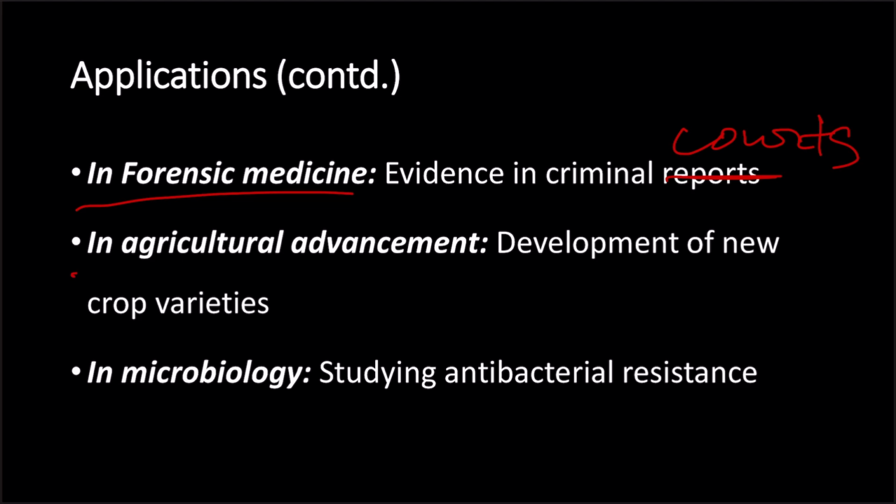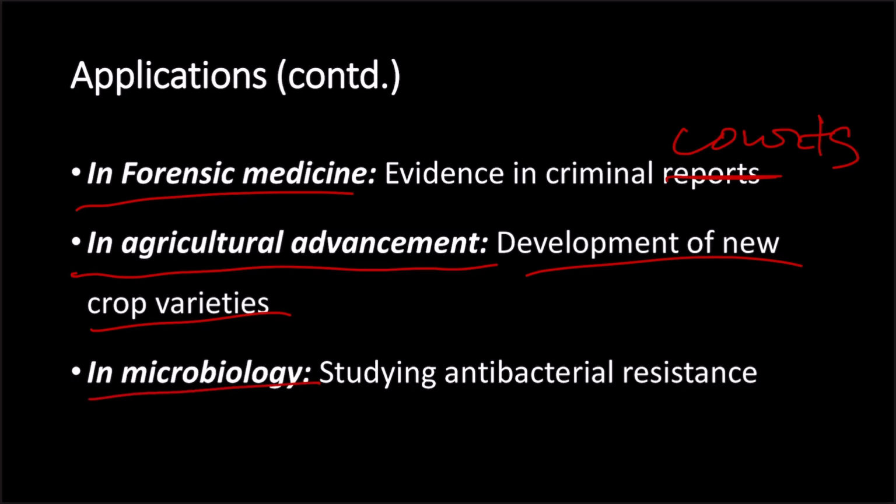Then, in agriculture advancement, how does bioinformatics help? Bioinformatics is used for sequencing the genome of the plant, and as a result, when we compare that particular genome with the different phenotypes, we can help in the development of new crop varieties which have more resistance to disease and also have higher productivity. So these two factors we can combine and produce better crops.